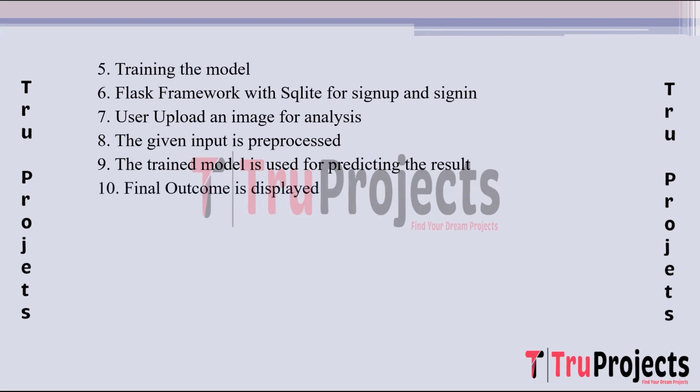Final outcome is displayed. The predictions made by the model are processed and displayed to the user. The outcome includes information about detected tumors, their location, and potentially their severity or classification. Users can visualize the results through a user-friendly interface, allowing them to interpret and understand the model's findings.